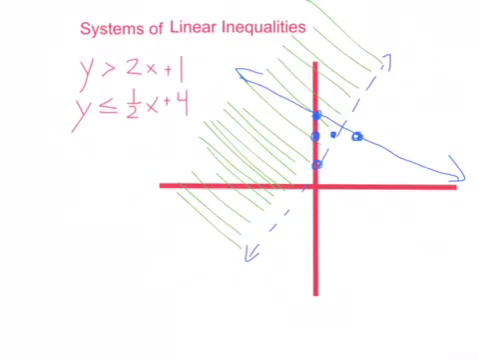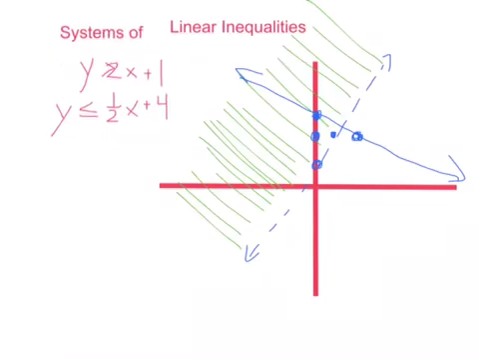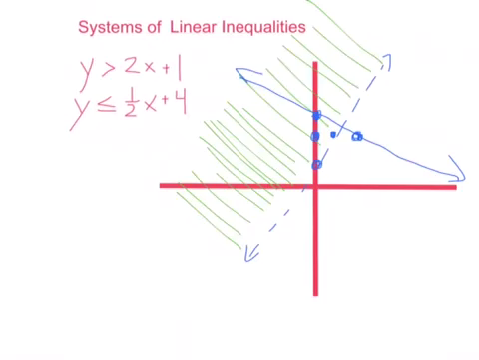Now my inequality says y is less than or equal to 1/2 x plus 4. So that means at my y-intercept point, I'm shading beneath the line. All of the solutions are on the line since it's solid, and everything less than the line. So I'm going to be shading down.